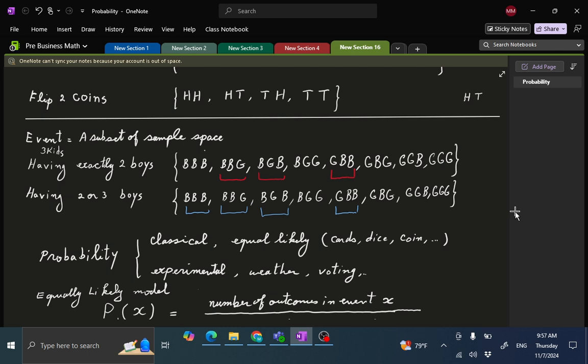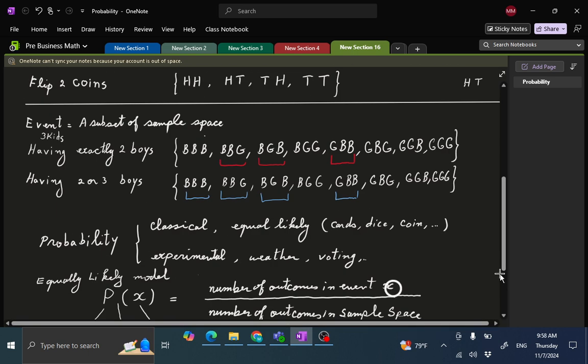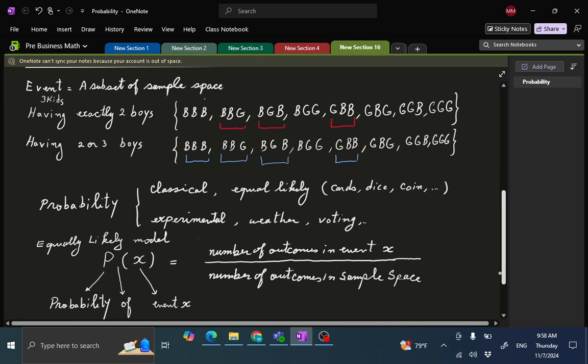2 or 3 boys. There are 4 out of these 8 that are matching our criteria, that are matching our event. 4 out of 8, which is 50%, that becomes the probability of that event. So this probability is always a number between 0 and 1. The numerator is always less than the denominator, at most equal to it, and that is the reason that the probability is always between 0 and 1.